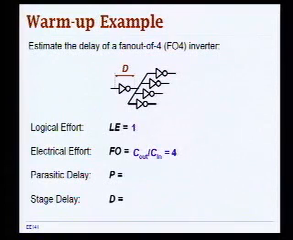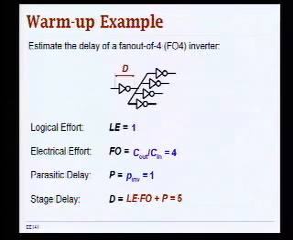And the parasitic delay of an inverter is 1, right, by definition. Then finally, the stage delay is equal to logical effort times the fan-out plus the parasitic delay. So this is now equal to 5 tau inverter units.